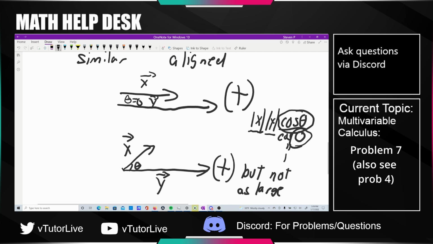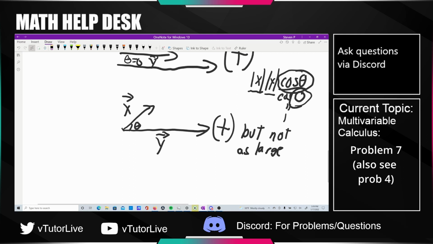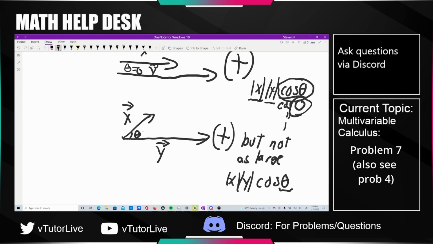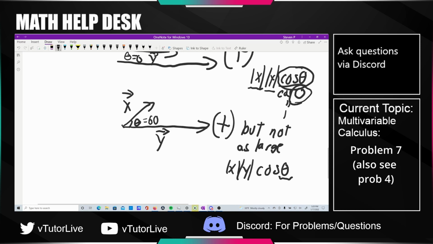The way that we can see this a little more precisely is when you have x, y, cosine theta. Now this theta is non-zero. Let's say roughly, what does this look like to you? Maybe 60, 45 degrees, 30, 60. Somewhere in there. I'll call it 60 degrees just for the heck of it.